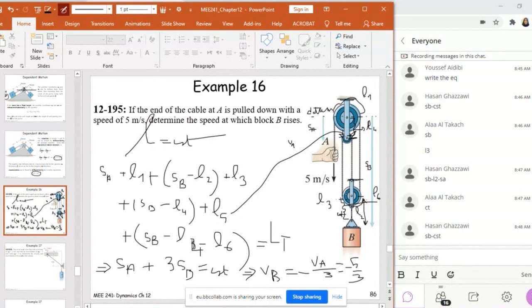You can imagine this. If I push A down, then B will be lifted by how many ropes? 3 ropes, and that's why you're going to have a coefficient of 3. 3 of the same rope, right? Because if I have 2 different ropes, this will be different, okay?